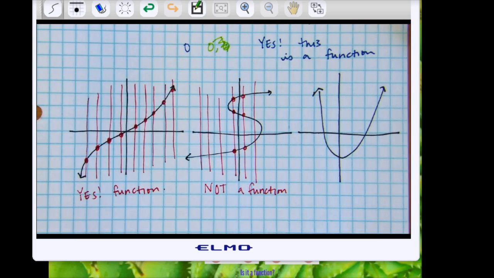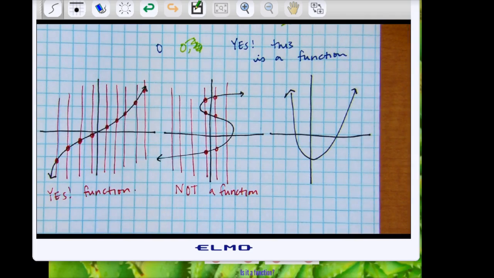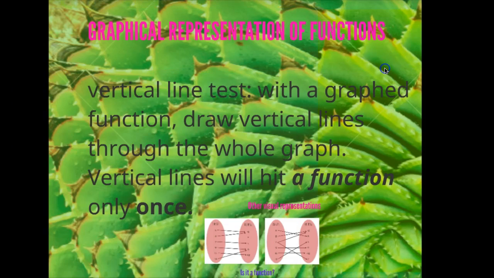And this is, again, just a way to determine whether or not your values are a function graphically or visually. Lastly, if you look at this parabola, go ahead and copy it down. Would this be considered a function based on the vertical line test? Why? Okay, and we're going to keep moving along.